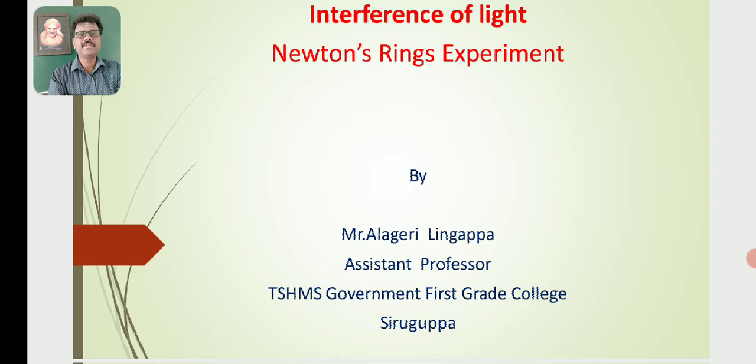Today's chapter is interference of light. Now I will discuss the topic of Newton's rings experiment, and how the radius of curvature of a plano-convex lens can be determined with the help of this experiment.